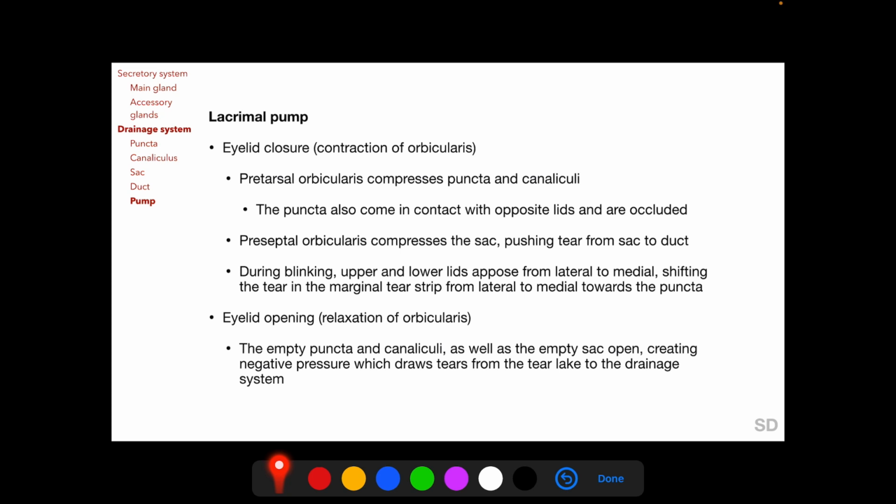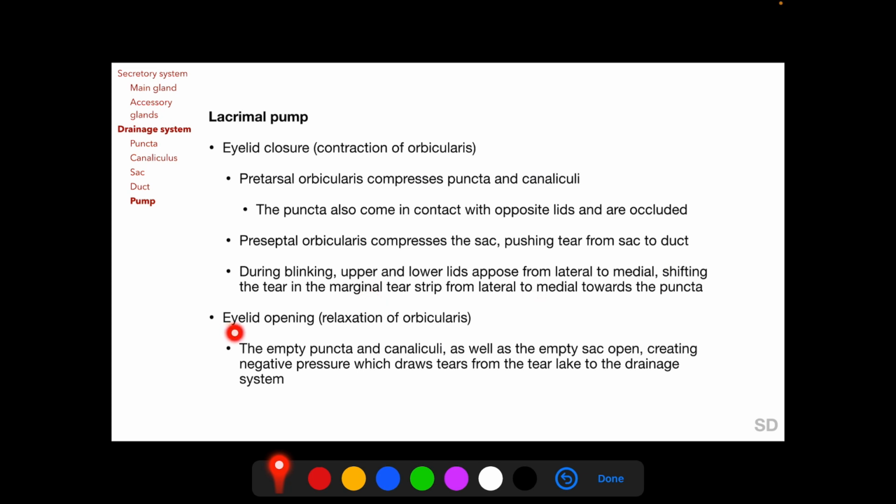So what is happening is, during eyelid closure, the pretarsal orbicularis is increasing the pressure within the canaliculi, and the tears are not able to escape through the puncta and are pushed forwards towards the lacrimal sac, and the preseptal orbicularis compresses the lacrimal sac, pushing tears already in the lacrimal sac further into the nasolacrimal duct and in the nasal cavity. During eyelid closure, upper and lower lid start apposing from the lateral canthus, and the apposition progresses towards the medial canthus and completes at the medial canthus, thus shifting the tears in the tear lake from lateral to medial towards the puncta.